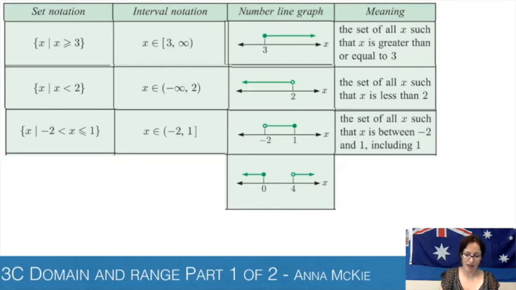One more. Having a think about this one, you're going to this time need the union, the U for union symbol in between here.